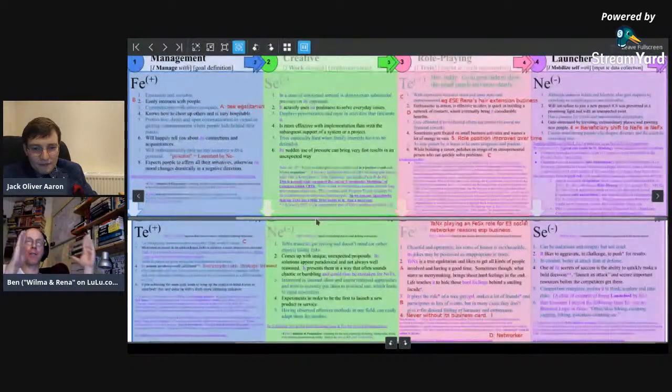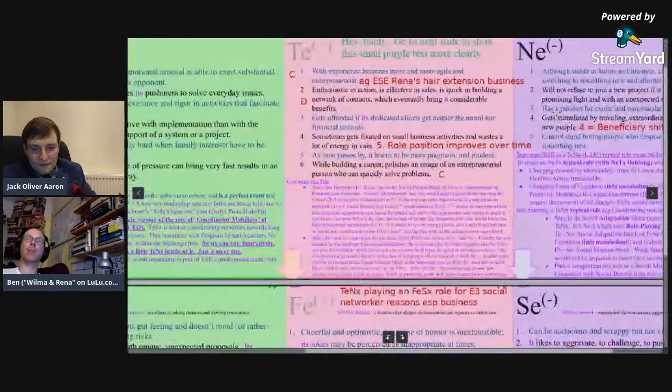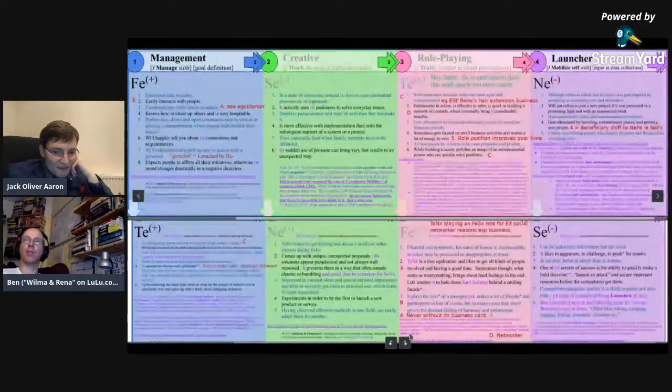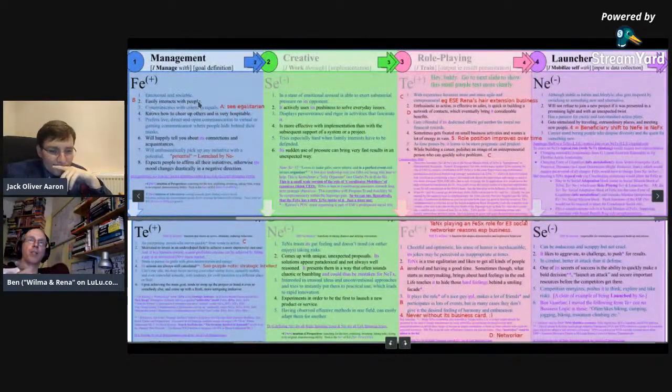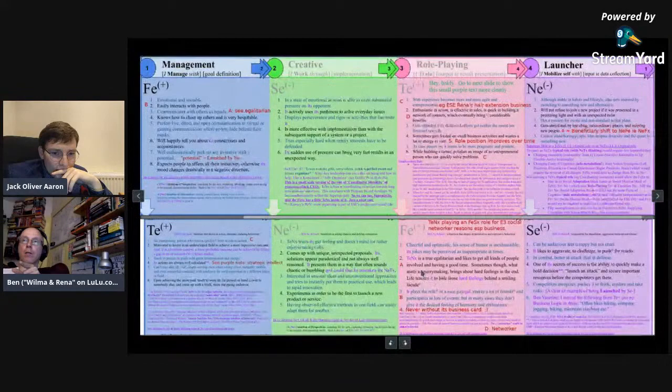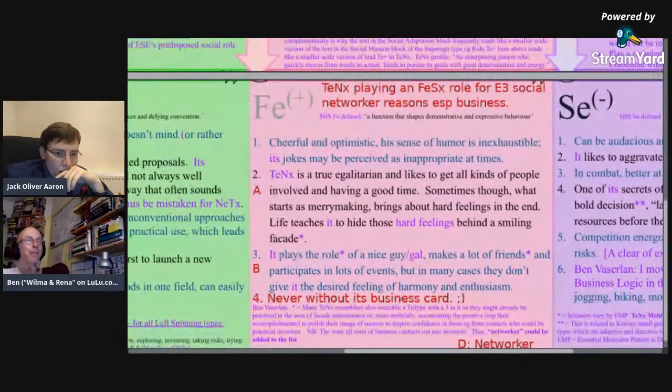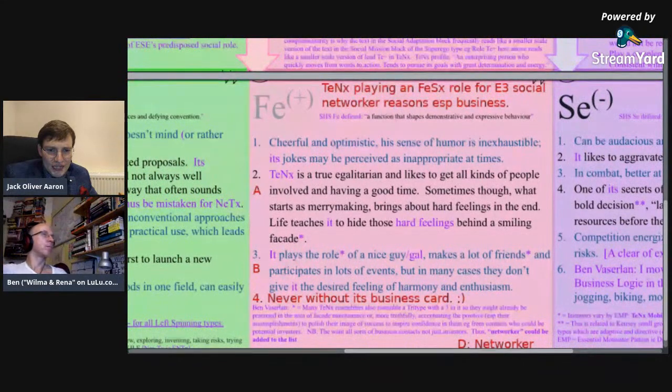So again, you've got this idea of adaptation. And so when you read the block, it looks like a smaller scale, and I've made the connections between the different bits. So we've got ESE here, which easily interacts with people in B2. And then here, you've got the role Fe, where they act like a smaller scale ESFJ, but they're doing it for extroverted logic reasons, like to get contacts and things like that. Sorry. They act like a smaller scale ESFJ by being cheerful and optimistic. Their sense of humor is inexhaustible. Their jokes may be perceived as inappropriate at times.